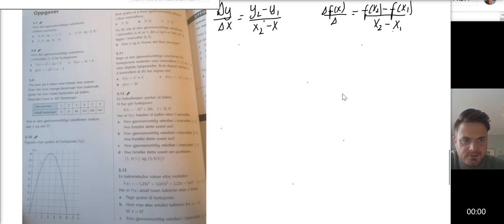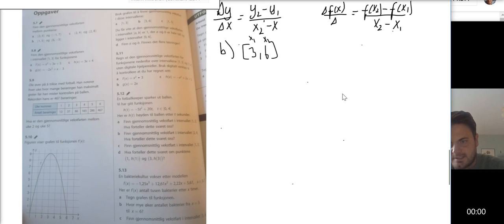Then we look at exercise 5.10. We have a graph here of a function f of x, and it says use the graph to find the average rate of change in these intervals. And let's this time take exercise B, interval 3, 6. This is x1 and this is x2.